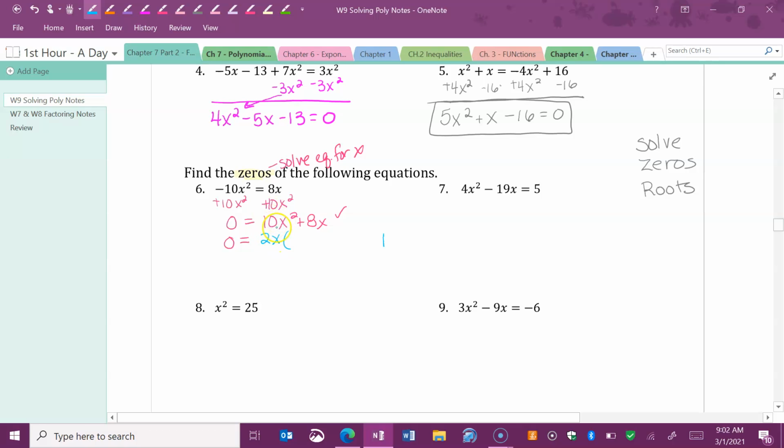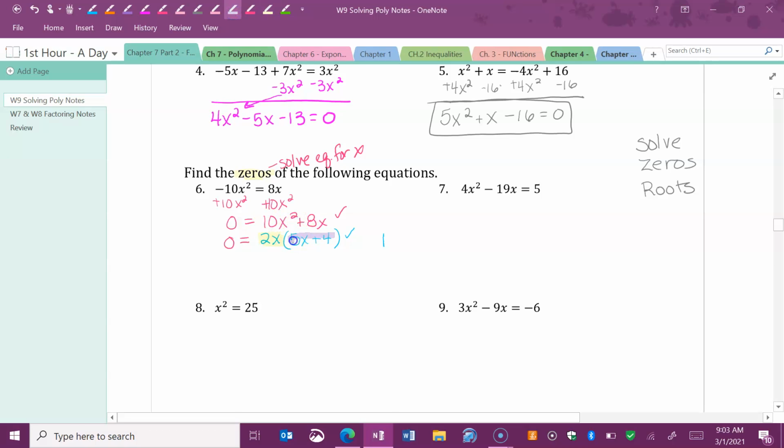When I take a 2x out of 10x squared, I'm left with 5x. This is because 10 divided by 2 is 5. X squared divided by x is x. When I do 8x divided by 2x, I'm left with 4. Again, let's just go check our answer. 2x times 5x, 10x squared. Yep, 2x times 4 is 8x. Okay, check mark.